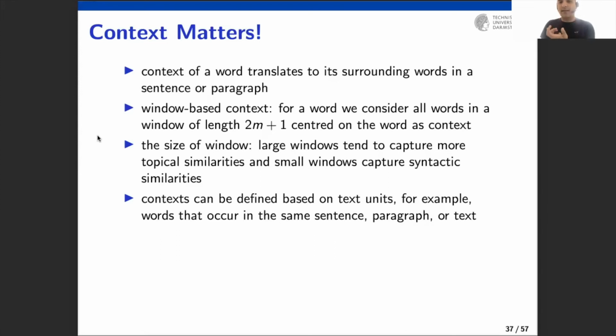But in sentence level context, no matter where a word occurs in a sentence, you consider all words in the sentence as the context for that word.